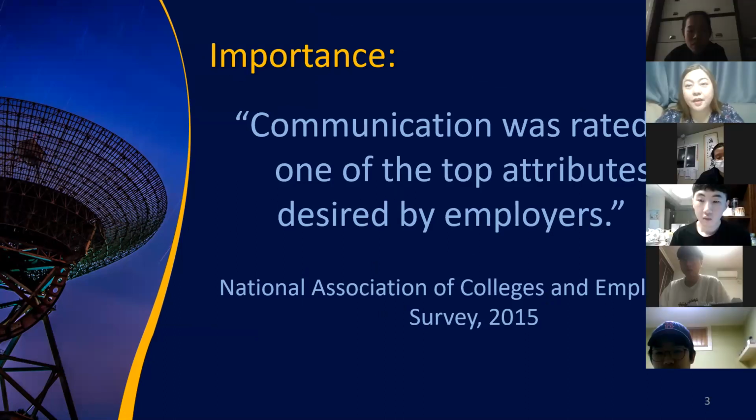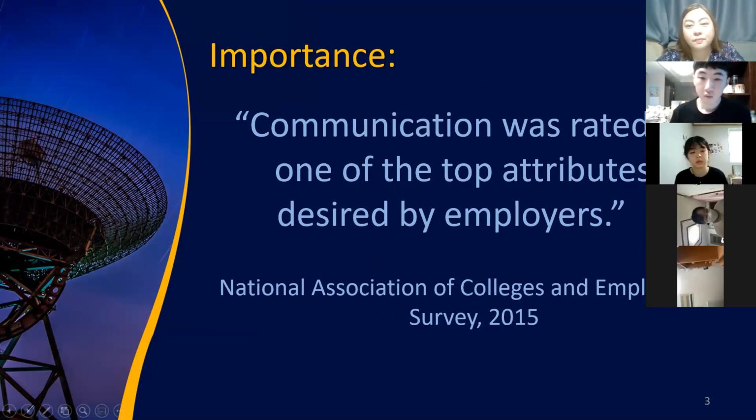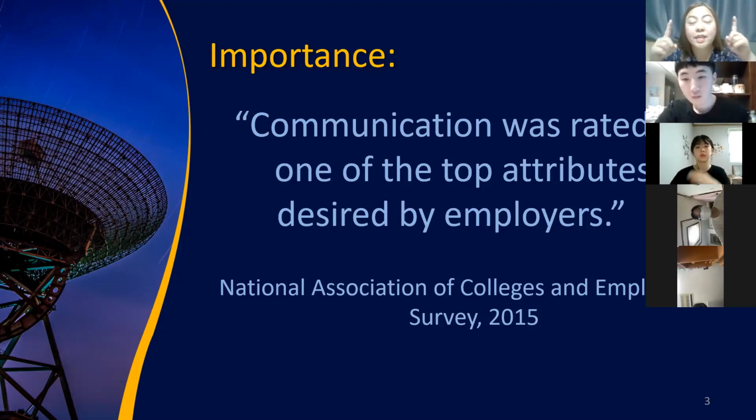Tian, can you read the importance of communication, please? Communication is one of the top attributes desired by employers. Why do you think the employers do a job interview? Why are they asking you to speak up? The employers want to know if you can understand a certain situation and express the right words to say in a particular situation. They ask you a question because they want to know if you understand what they are saying and you can say the right words.